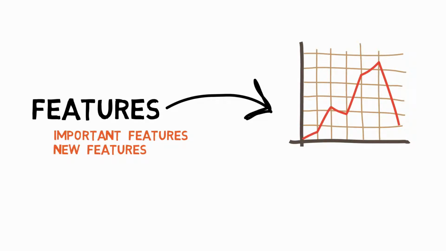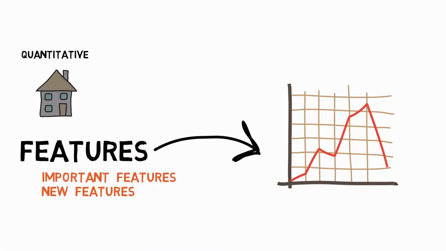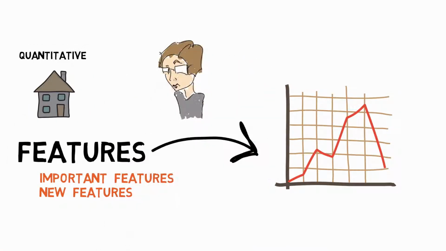So coming back to features, they come in two flavors, quantitative and qualitative. So the area of a house is an example of a quantitative feature, but a person's gender is a qualitative feature. As you can see, one value is continuous while the other is discrete. In this video, we're going to see how to handle qualitative features.